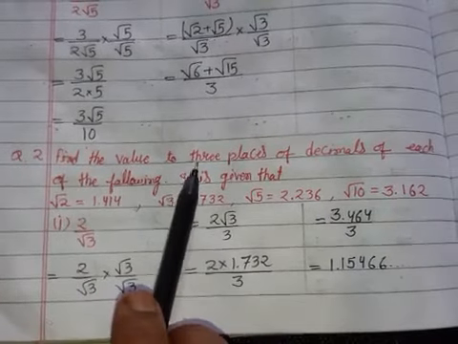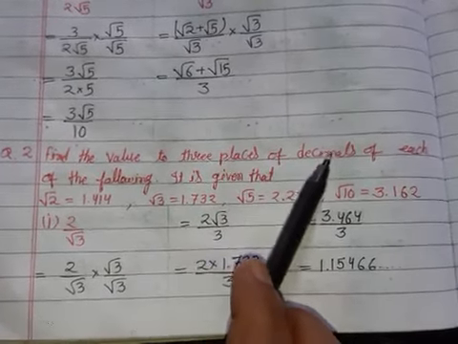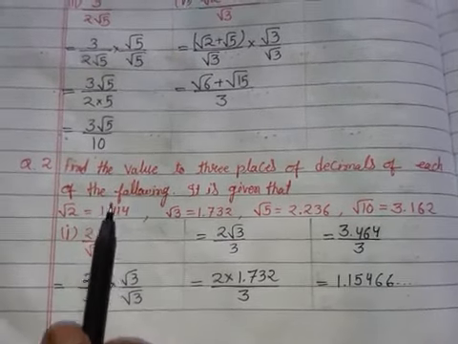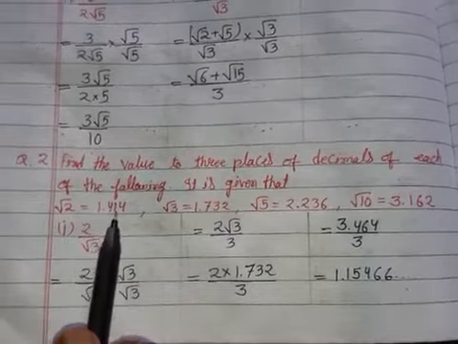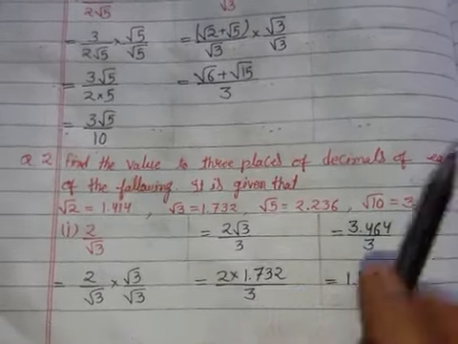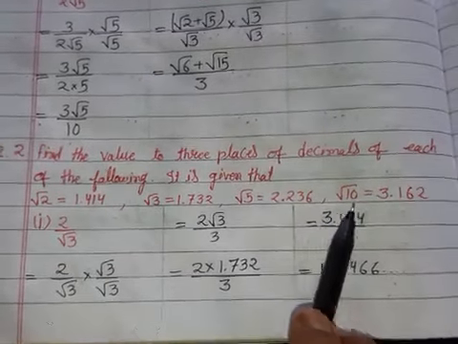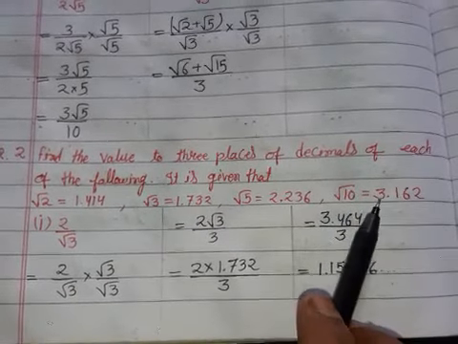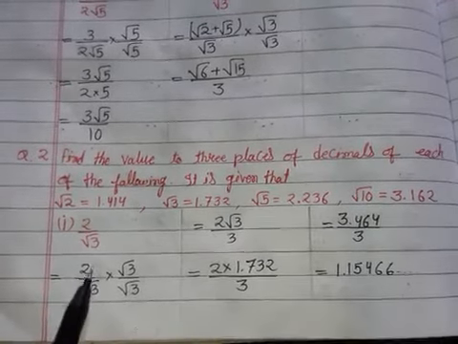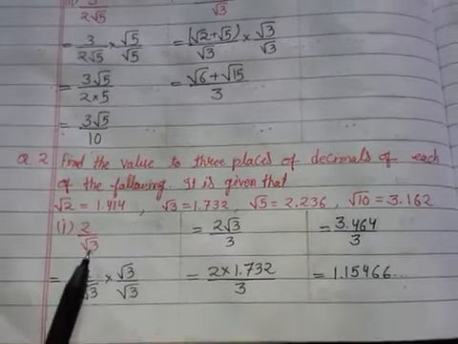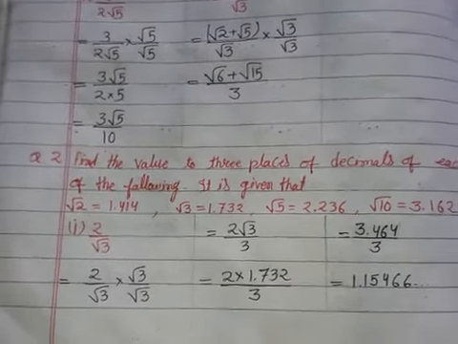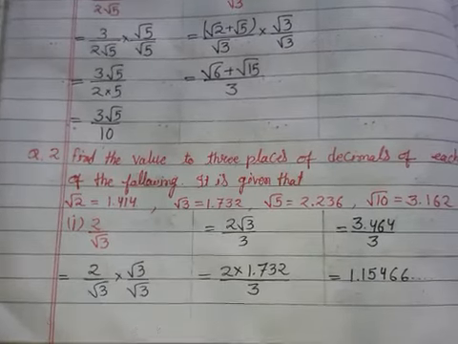Now what is the second question? Find the value to 3 places of decimal of each of the following. It is given that the value of root 2 is 1.414, the value of root 3 is 1.732, the value of root 5 is 2.236, and the value of root 10 is 3.162. So what is the first question? 2 by root 3. At first we rationalize it to remove the root in the denominator.